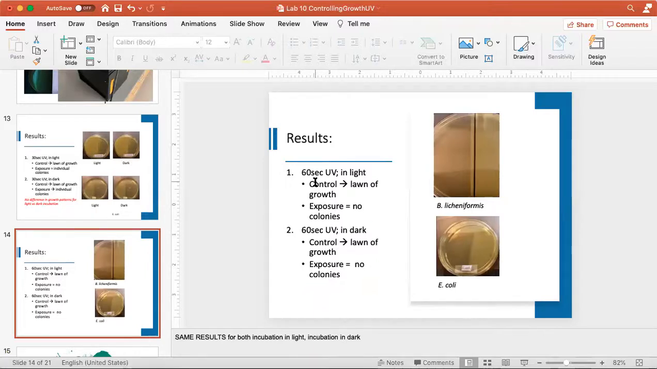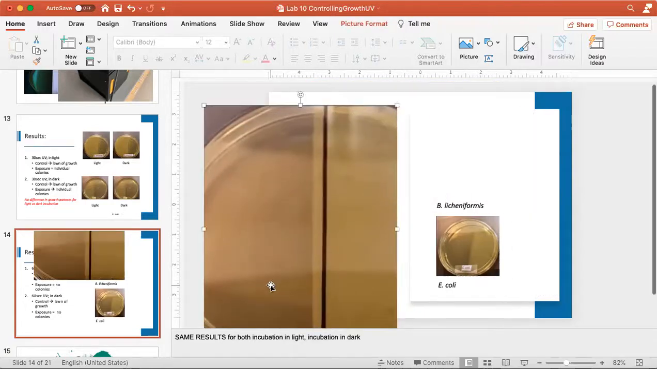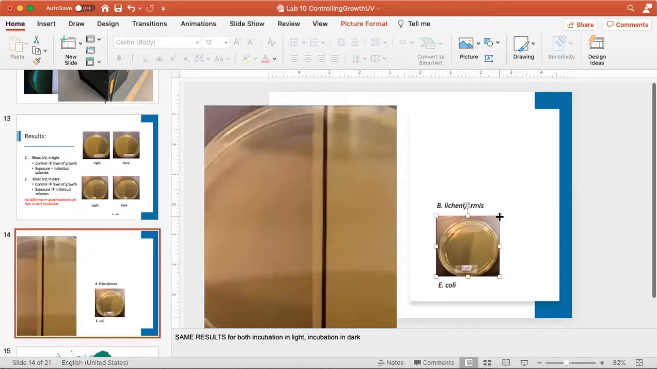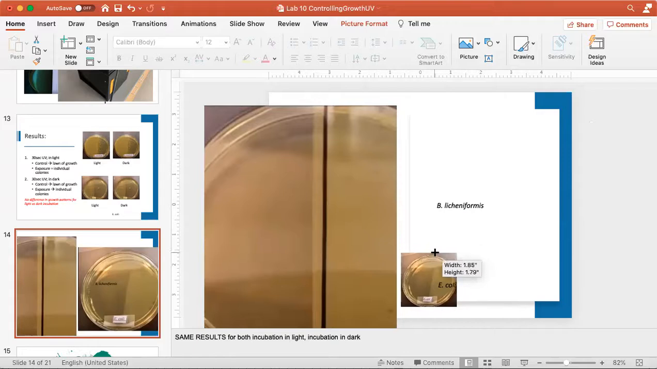On the 60-second plates, 60 seconds of exposure to UV that were incubated in the light, and 60 seconds of exposure that were incubated in the dark. On the control side, we got a lot of growth. Very good. That's what we would expect. On the exposed side, no colonies. No colonies. Take a look. Bacillus licheniformis, E. coli. We got nothing. We got nothing. 60 seconds of exposure. We doubled the exposure time.